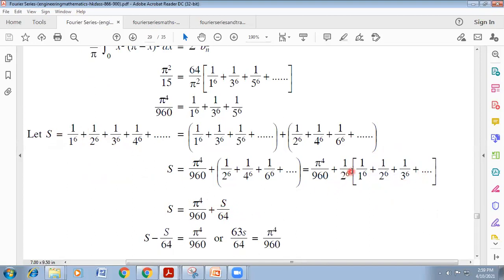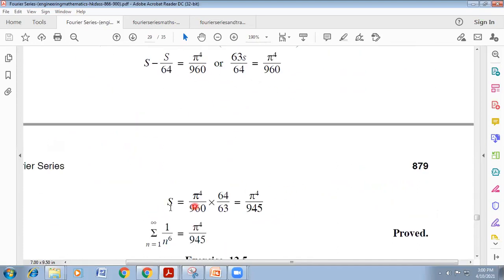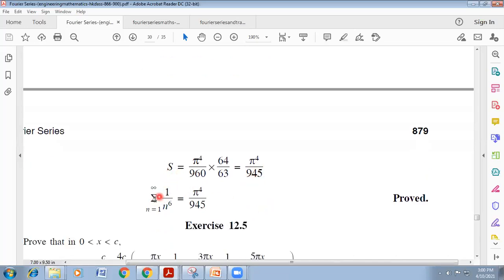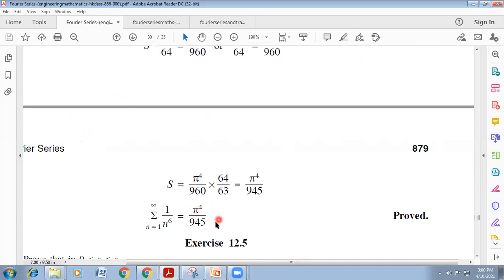So S divided by 64. 2 to the power 6 means what? 64. S divided by 64 and 5 to the power 4 by 960, this. So total S equals this. Now taking S on the left hand side, S minus S by 64 equals this one. Taking LCM, 63S divided by 64 equals this one. So S equals what will be? 5 to the power 4 by 945. And S was actually summation n equals 1 to infinity 1 by n to the power 6. This was S, because this S can be written as summation 1 by n to the power 6. And this is the required result.